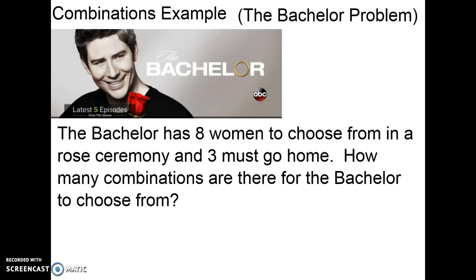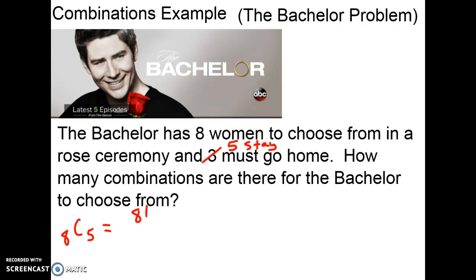Okay, we have the Bachelor problem. Sorry, it's not the updated current season, but hopefully everybody understands the premise of the show, where some of the women get voted off. So the Bachelor has 8 women to choose from in a rose ceremony, and 3 must go home. How many combinations are there for the Bachelor to choose from? Instead of the 3 who must go home, which gets confusing, we're going to talk about the 5 that stay, because that's the favorable option. So in this case, it would be 8 choose 5.